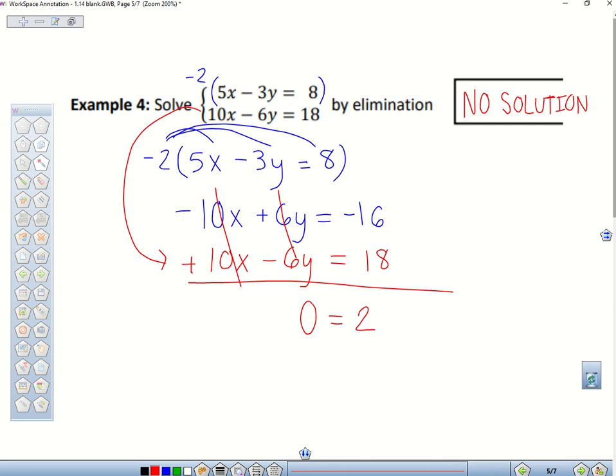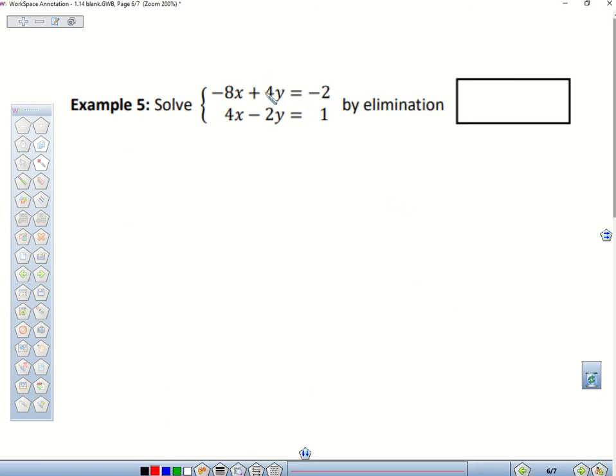So does anyone need more time on this one? Okay. So let's try the next one. So anybody want to tell me which equation you think we're going to multiply something by? First or second one? Good, that's going to be easier.